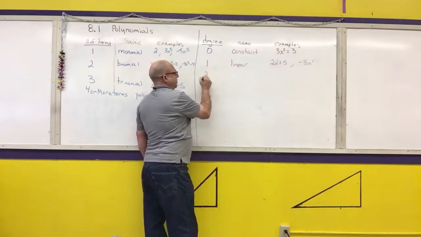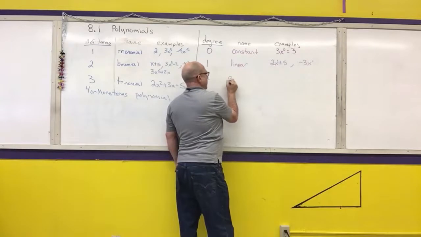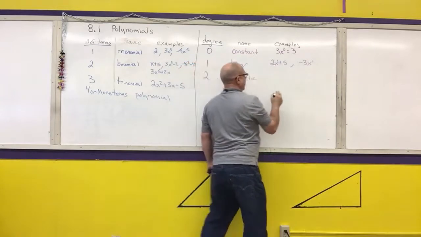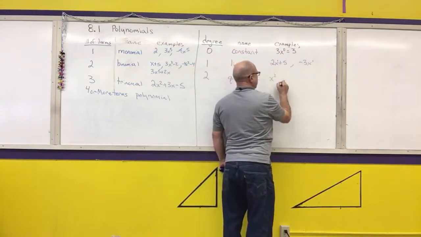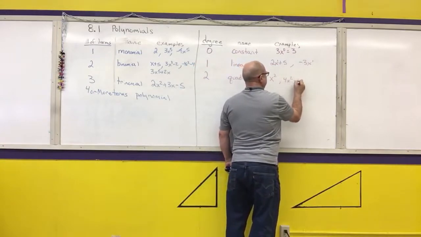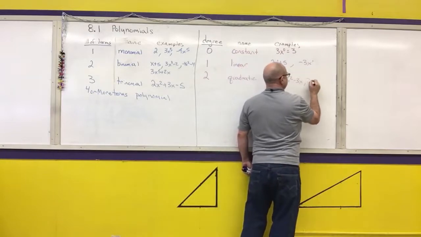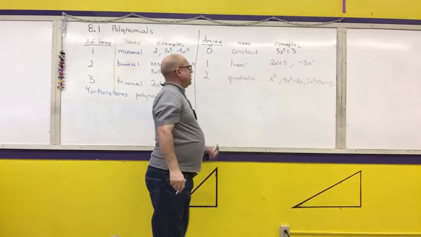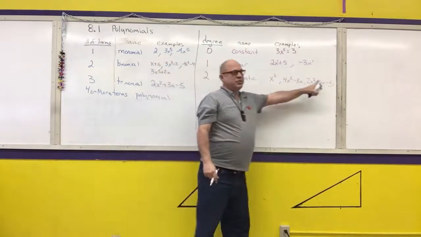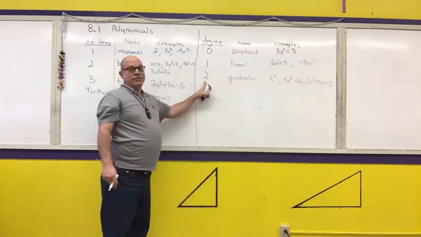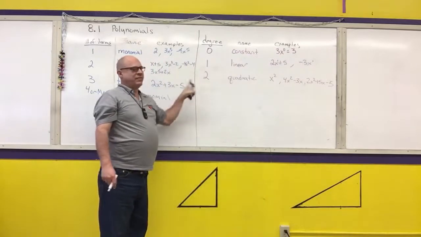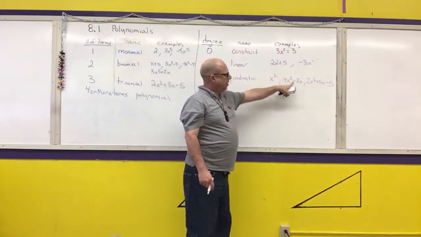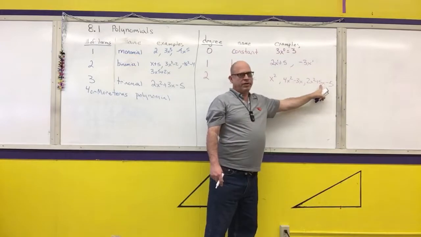Anything that has a power of 2, we call quadratic. Examples would be x squared, 4x squared minus 3x, 2x squared plus 5x minus 5. Notice that the number of terms and the degree don't necessarily have to correlate. So this one would be a quadratic monomial, a quadratic binomial, and a quadratic trinomial.